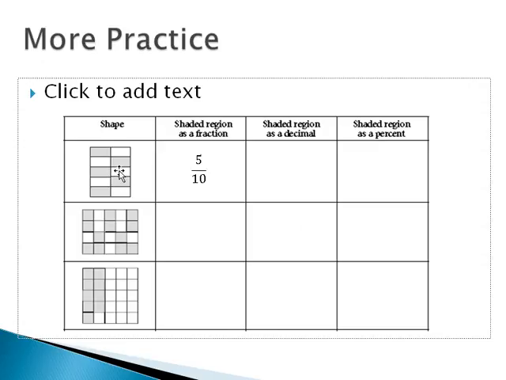Here we have a shape, and it's got some shaded areas. So first of all, let's start off with all these shapes, coming up with what fraction is shaded. So we can count here. We've got 5 shaded out of 10. Great. All right, let's go on to the next one.